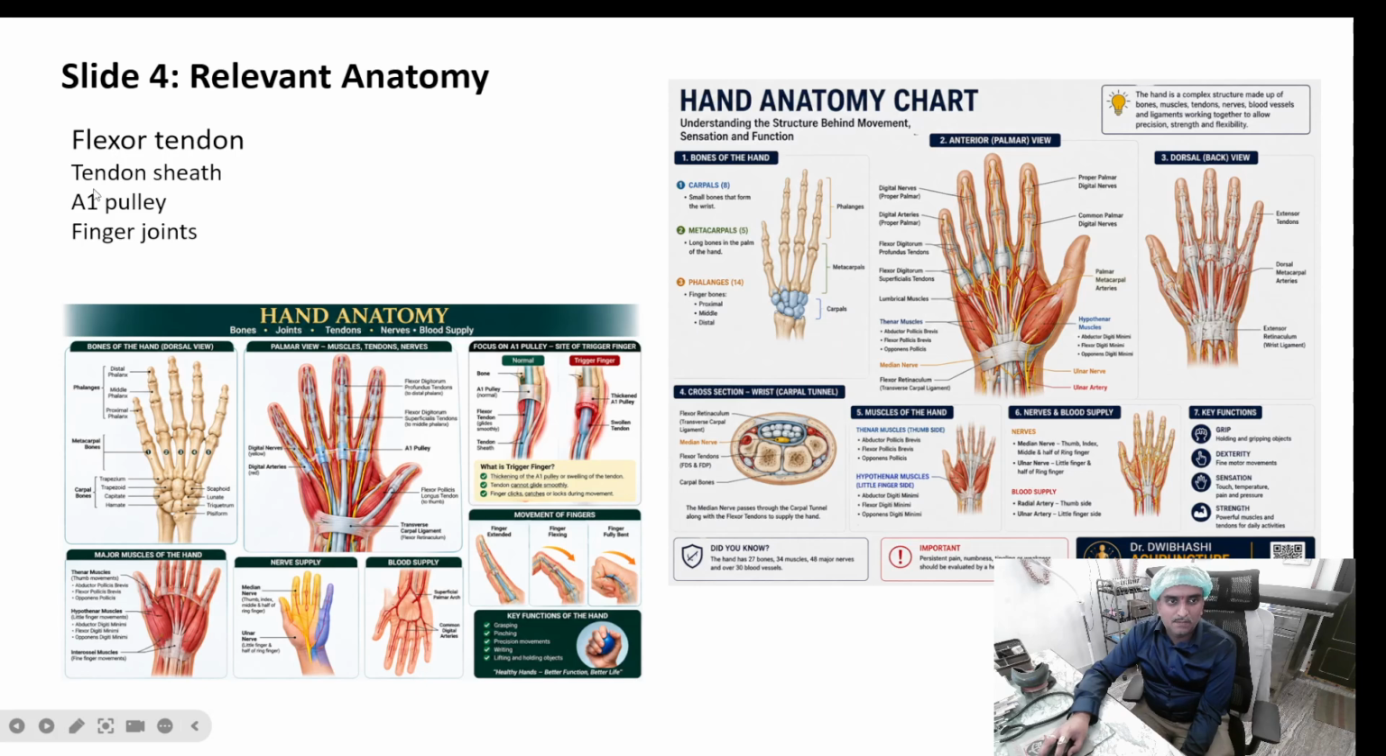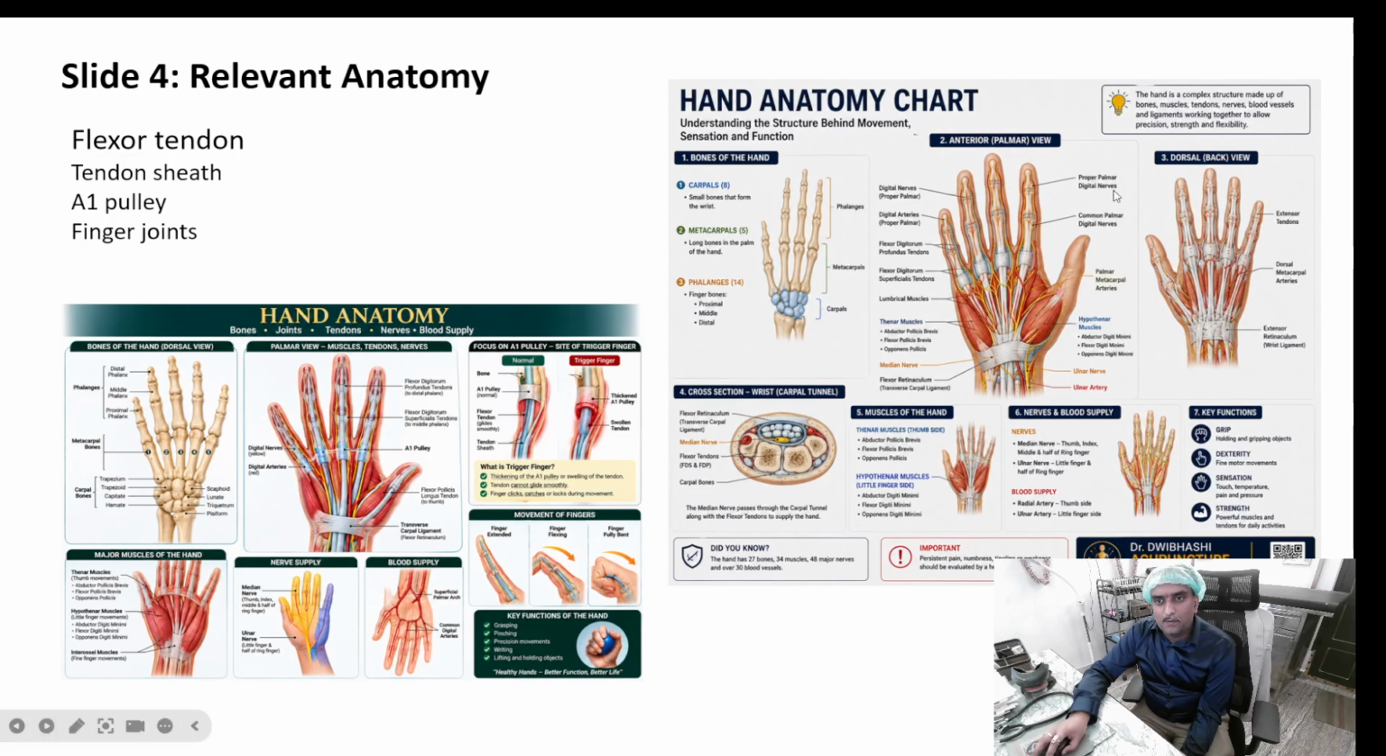Relevant anatomy: flexor tendon, tendon sheath, and the finger joints. I have already explained each of these, but once again, the bones of the hand: there are 8 carpals, 5 metacarpals, and 14 phalanges. This is the anterior palmar view: dorsal nerves, distal arteries, flexor digitorum profundus tendons, flexor digitorum superficialis tendon, lumbrical muscles, thenar muscles, which are used for the movement, abductor pollicis brevis, flexor pollicis brevis, opponens pollicis.